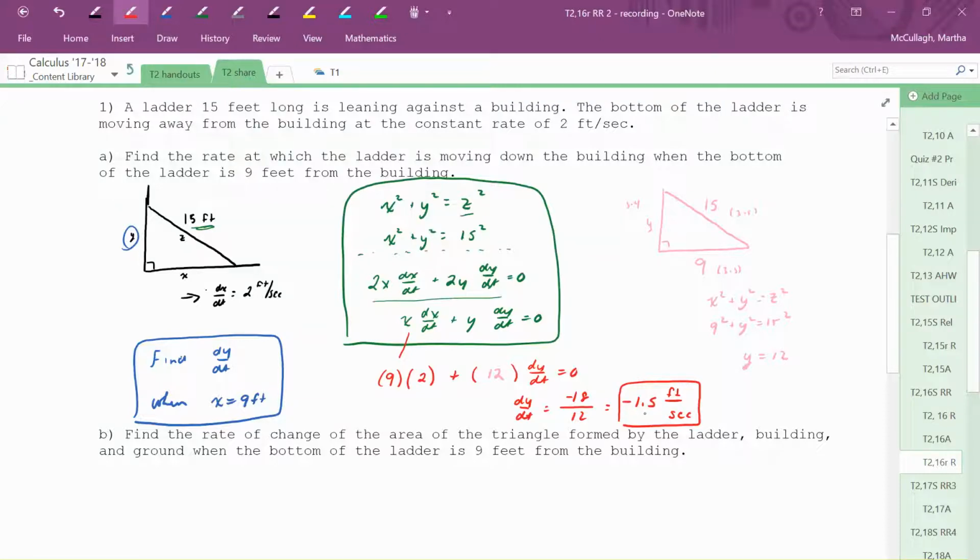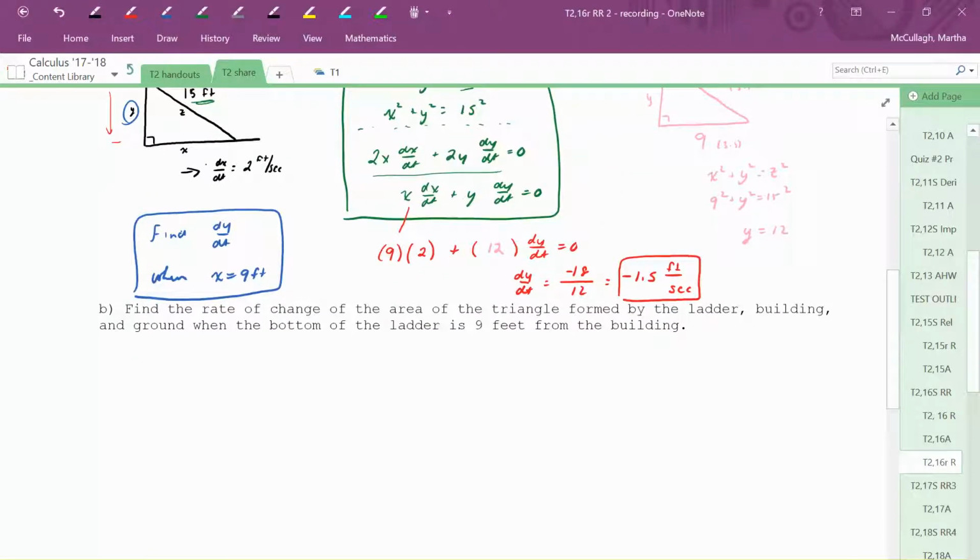Well, why is it negative? It's negative because this length y is getting shorter. If what I'm measuring is getting smaller, then my rate of change is a negative number. So the negative 1.5 feet per second makes sense.